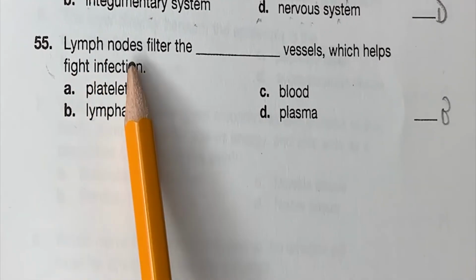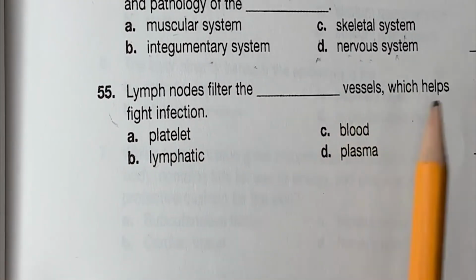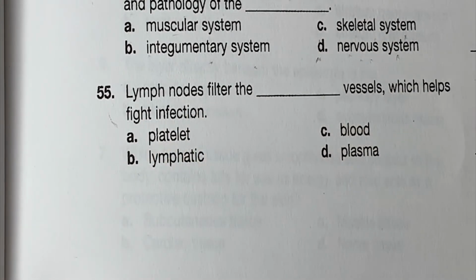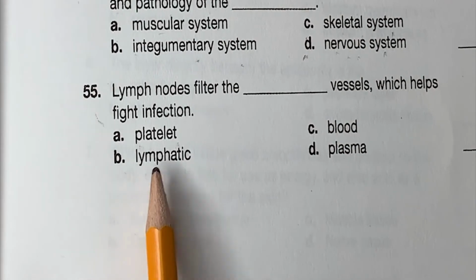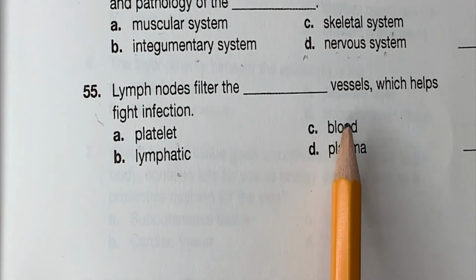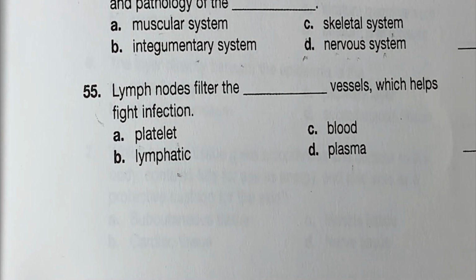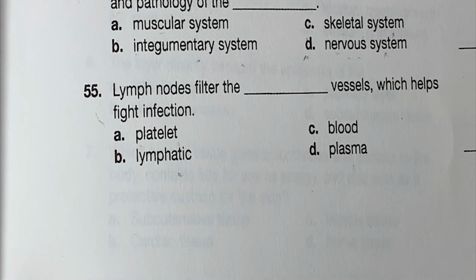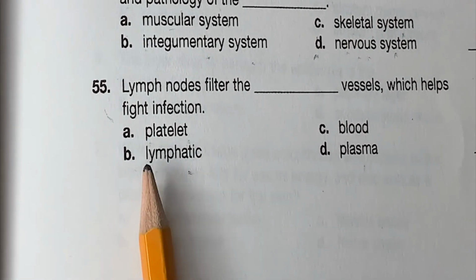55. Lymph nodes filter the blank vessels, which helps fight infections. Is it A, the plate, B, lymphomatic, C, blood, or D, plasm? And your correct answer is B, lymphomatic.